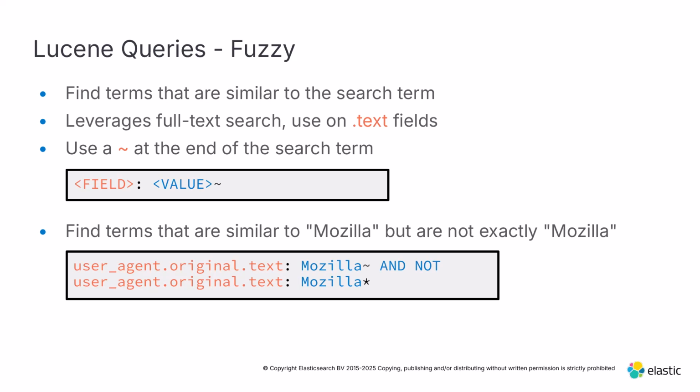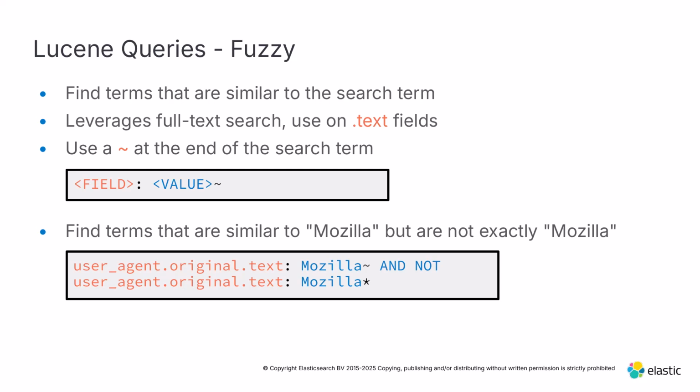This does use the full text search with the .text fields, and you're going to use the tilde at the end of the value. There are some caveats here. In order for a fuzzy query to work, the term does need to be at least 3 characters long. If the term is 3 to 5 characters, it's going to look for one difference. If the term is greater than 6 characters, it's going to look for 2 differences. But 2 is the maximum of differences it'll look for. We're looking for terms that have differences by having maybe a character added, removed, or replaced.